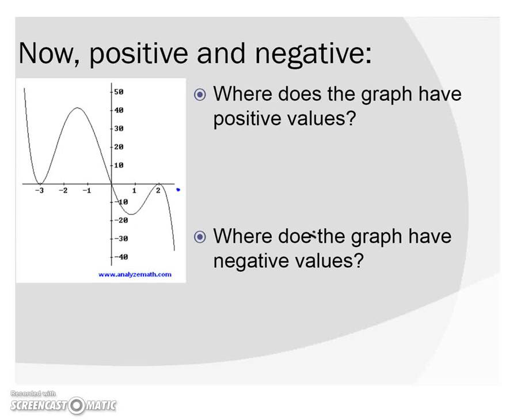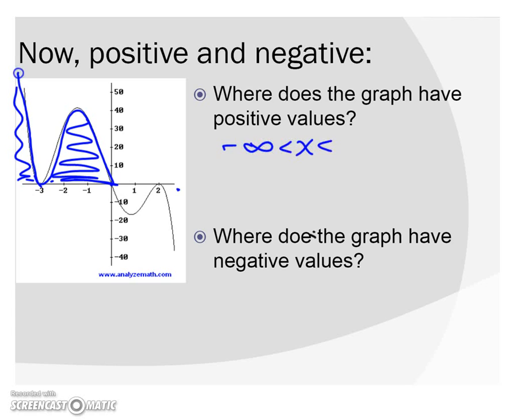Now, the question of positive and negative values is different from increasing and decreasing. We are positive from -infinity to -3, and from -3 to 0. So from -infinity to -3, and from -3 to 0, we are positive. That means above the x-axis. That means the y values are above the x-axis.